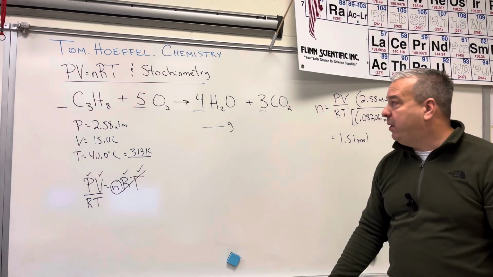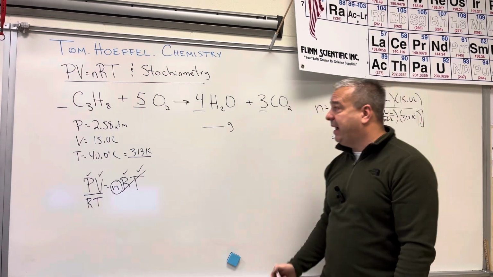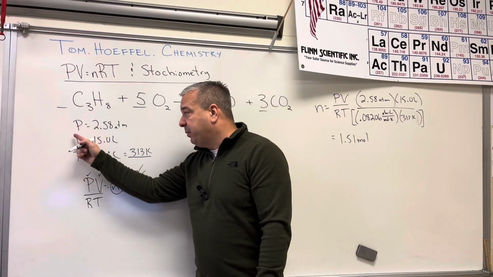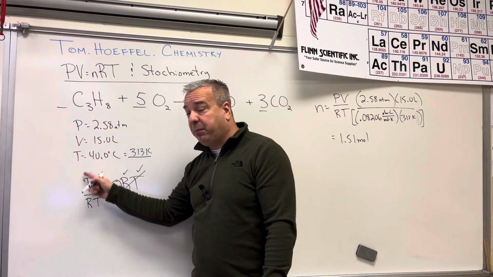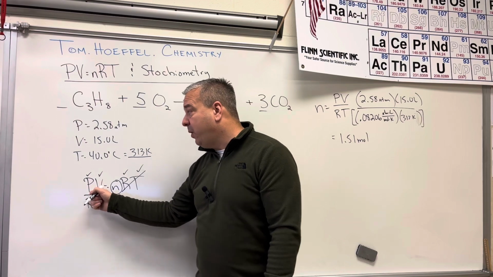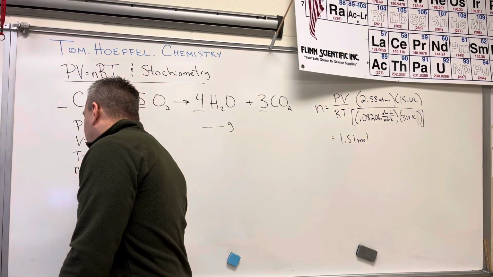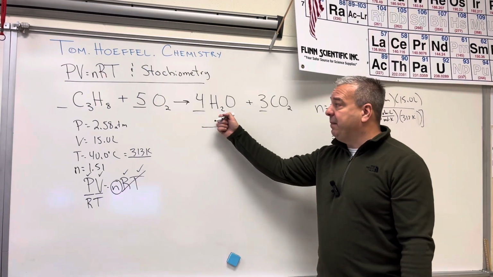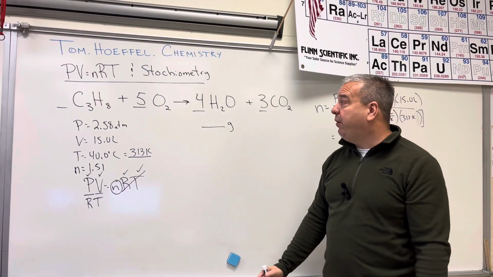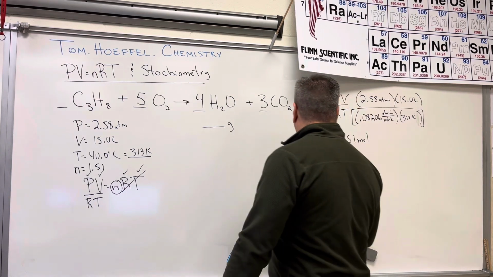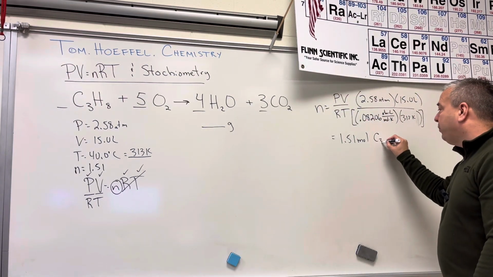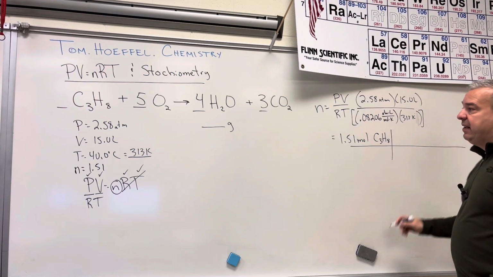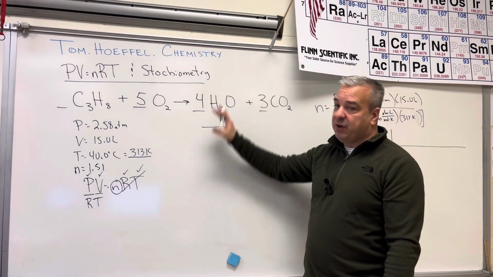Well, 1.51 moles of water, of carbon dioxide, of oxygen, what chemical? Well, if you're using the pressure and volume and temperature of the propane, then when you solve for moles, these are going to be moles of the propane, nothing else. But the prompt is asking you to go to grams of water. So I'm going to take that 1.51 moles, which is propane, and then I'm going to do some stoichiometry to get it over to grams of water.